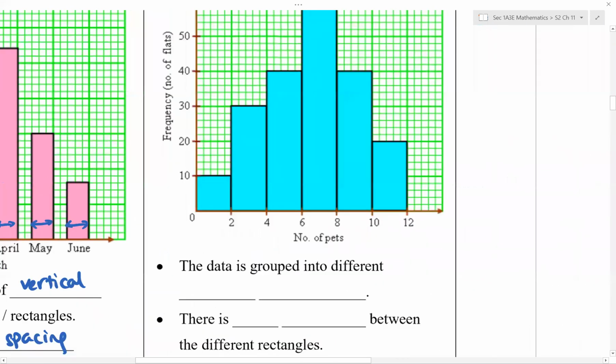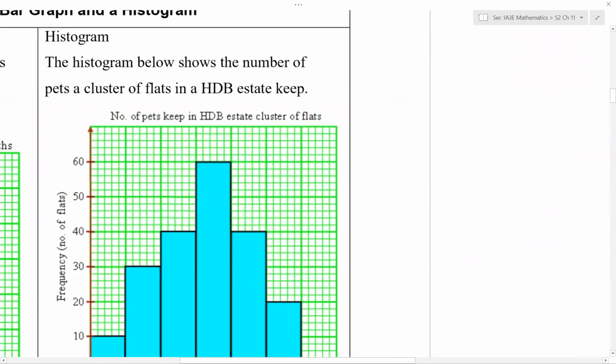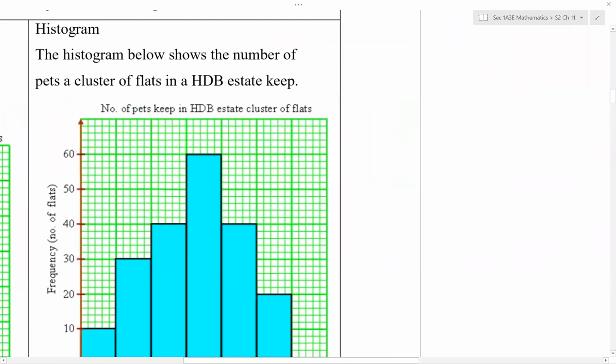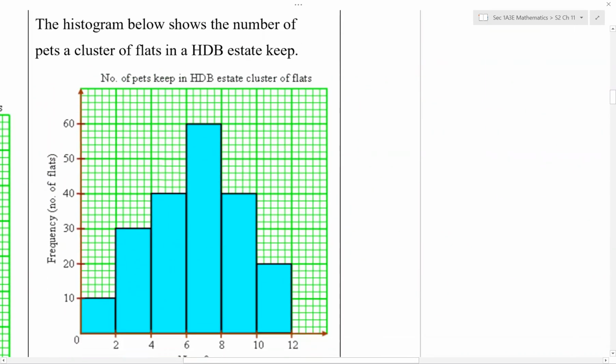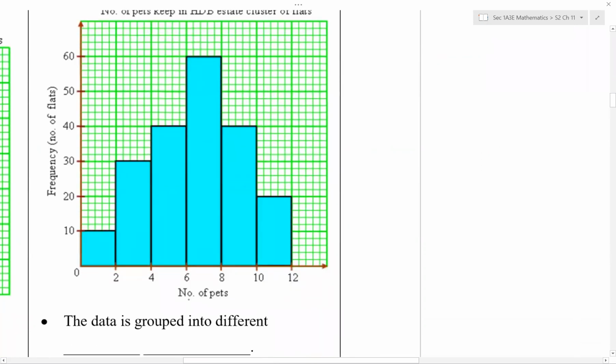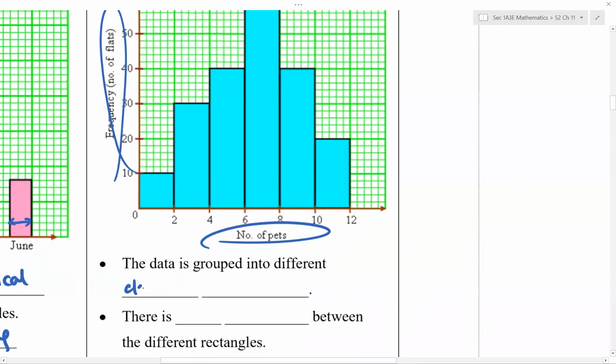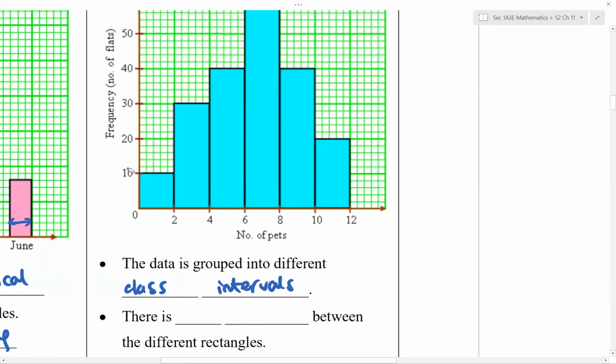So we compare that with a histogram. On the diagram on the right, we have the histogram showing the number of pets in a cluster of flats in an estate. On the horizontal axis, we have the number of pets, and the vertical axis is the frequency. Now the data is grouped into different class intervals. In this example, we've got 1, 2, 3, 4, 5, and 6 class intervals.